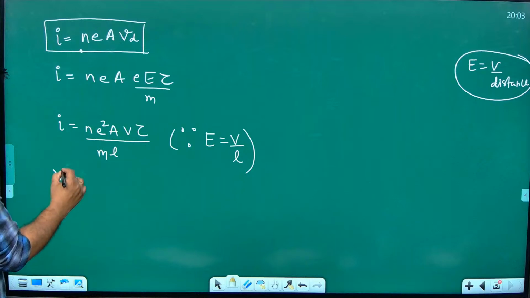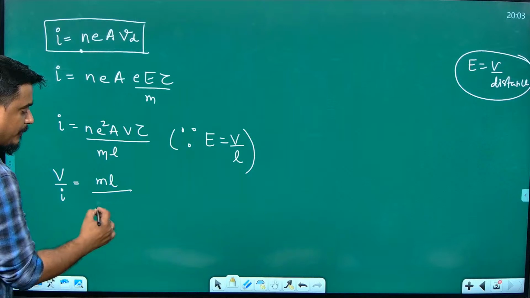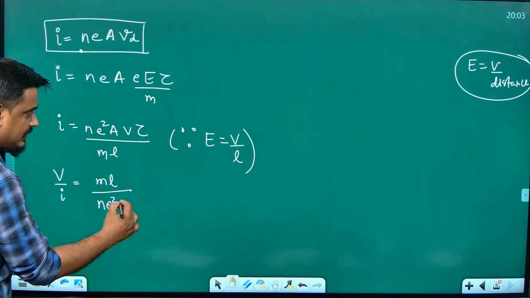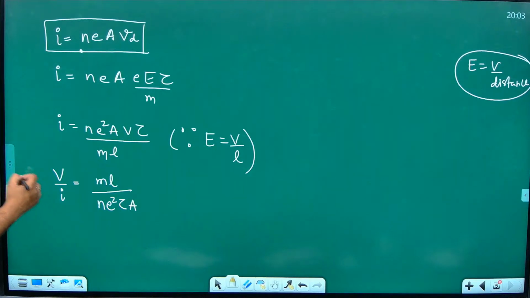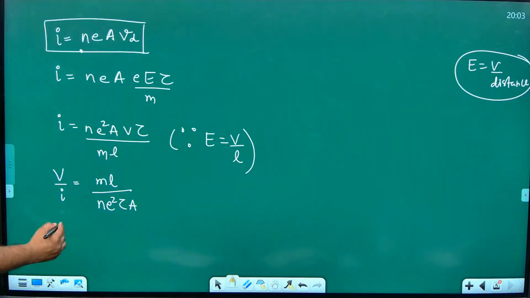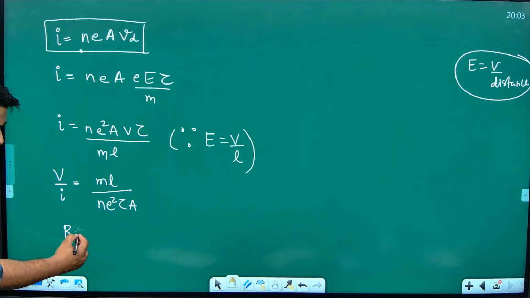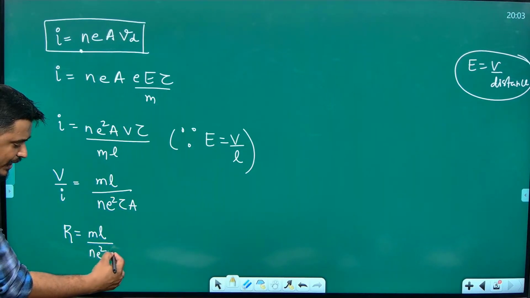V by I will become equal to M L by N E square tau A. What is V by I called as? Resistance. V by I is equal to R, V is equal to IR. So I come to know resistance is equal to M L by N E square tau A.